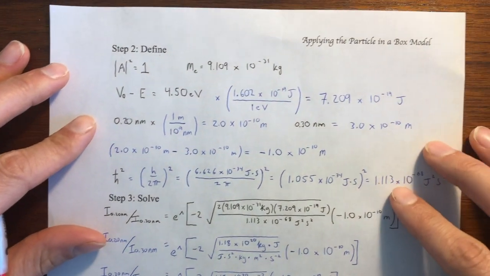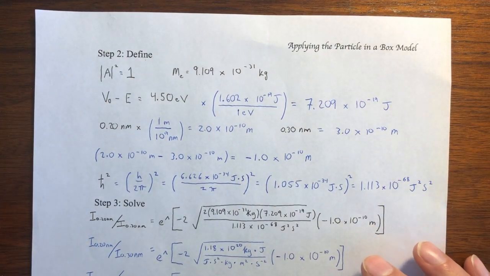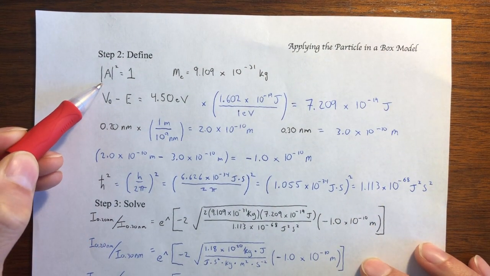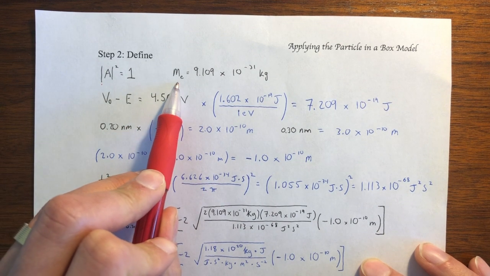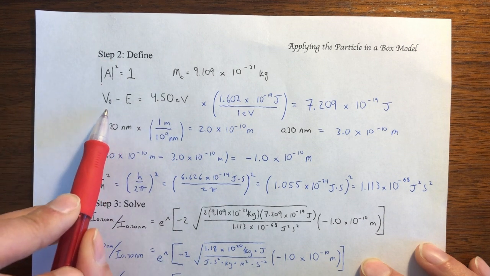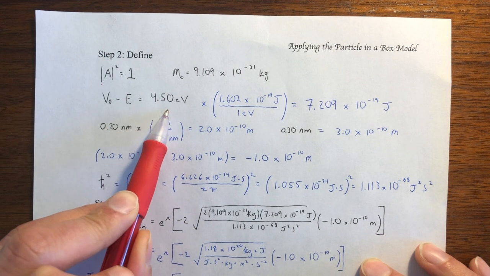So in step 2, we will start defining some of our variables. For our decay equation, our A coefficient is just going to be equal to 1, and that is going to be given to you. The mass of an electron is seen here, 9.109 times 10 to the negative 31 kilograms. Our difference in potential energy and total energy is given to us.